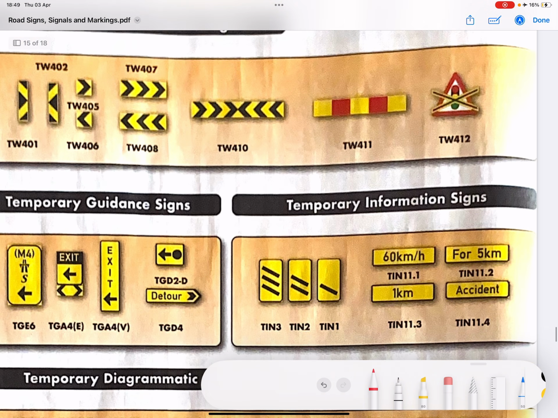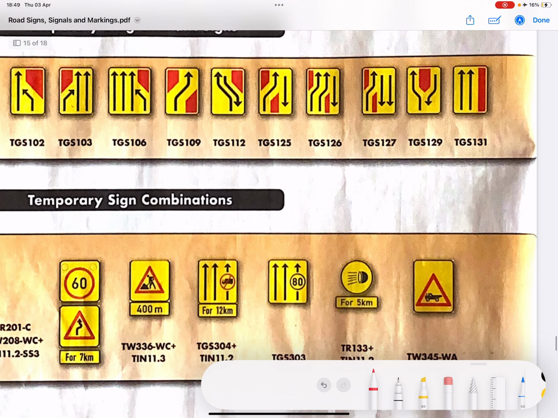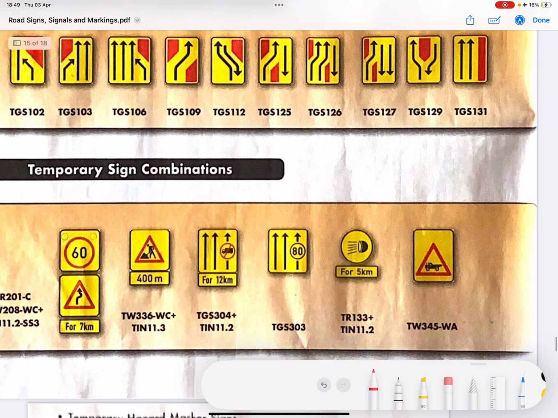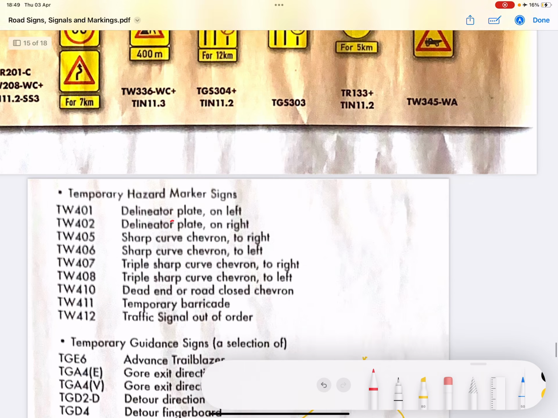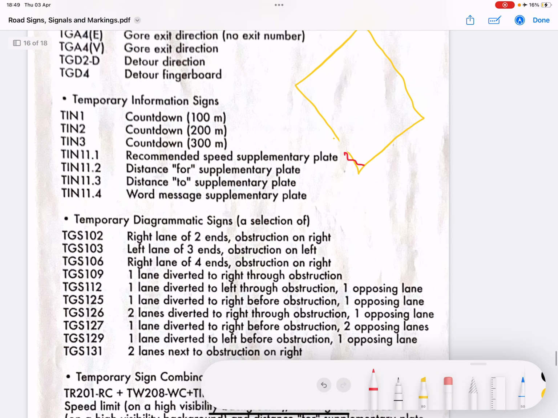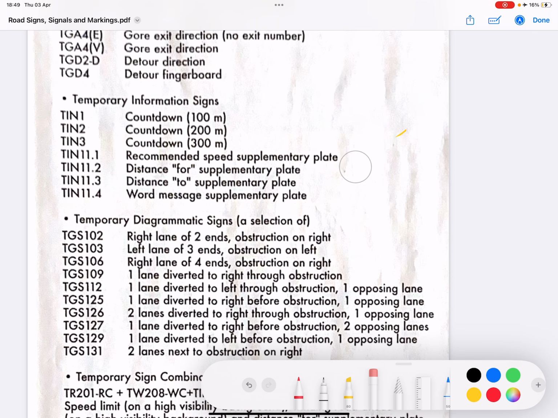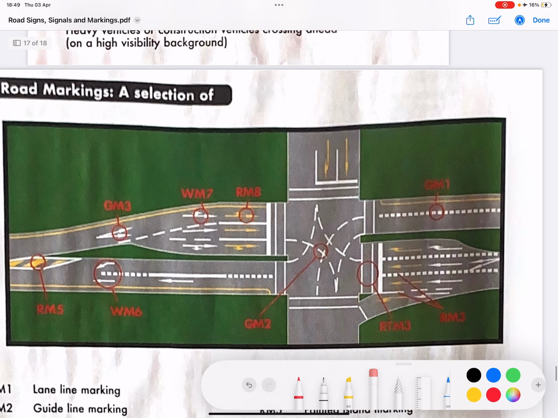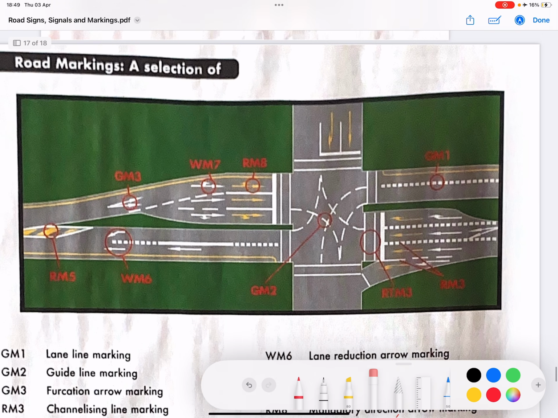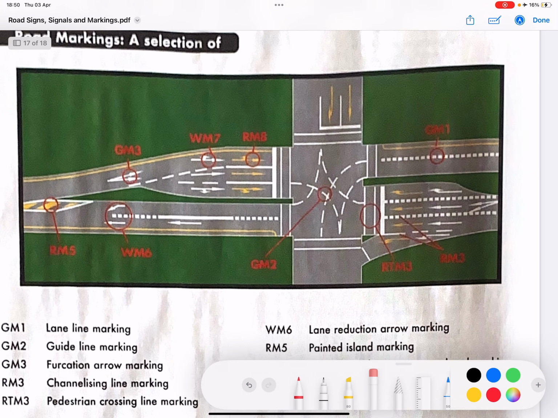And all these things. So this one, they are explaining these signs. What is this? What is that? Those who are in my group on WhatsApp, they already have this book. Now we come to road markings. Road surface markings.